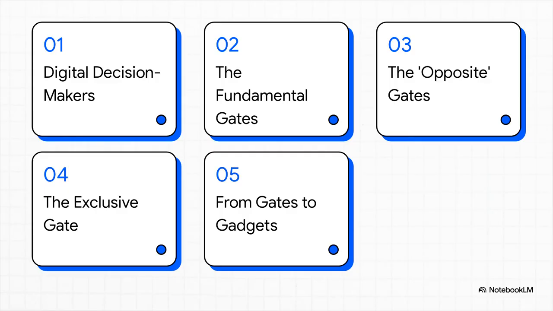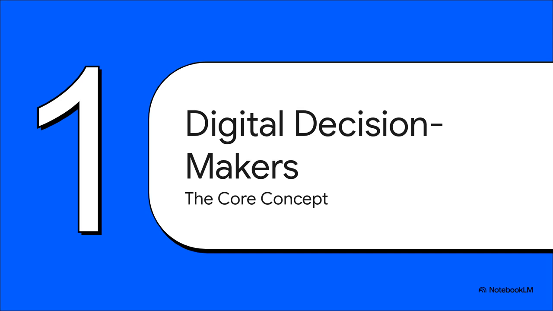So here's the plan. We're going to start with the super simple language that all digital stuff uses to make decisions. Then we'll meet the three most important logic gates, kind of like the primary colors of computing. After that, we'll check out their opposite siblings and one really special exclusive gate. And finally, we'll tie all these tiny little pieces together to show you how they create the powerful gadgets we use every single day. All right, let's start at the very beginning. What's the fundamental idea that makes any of this even possible?